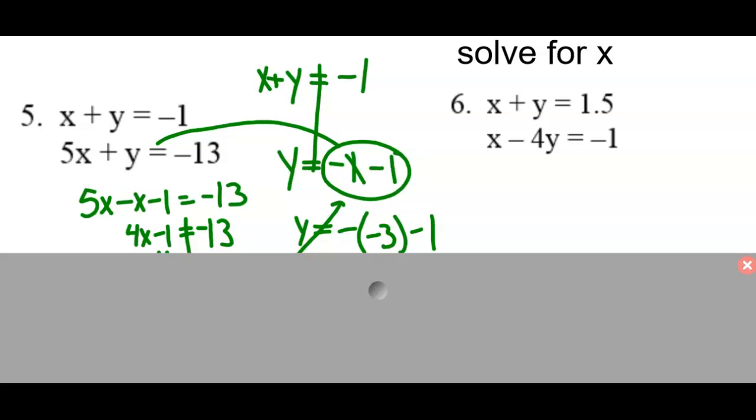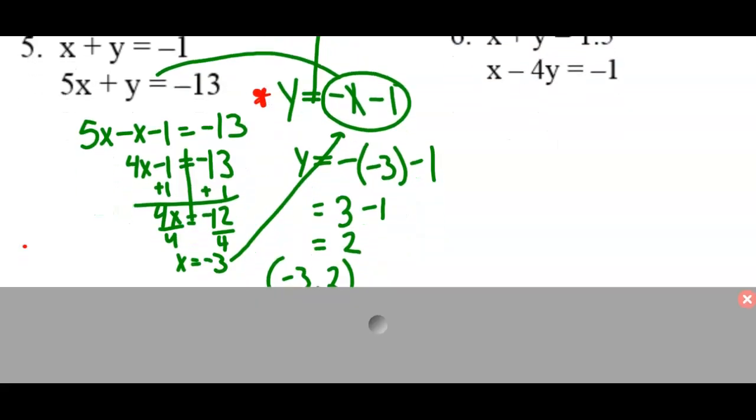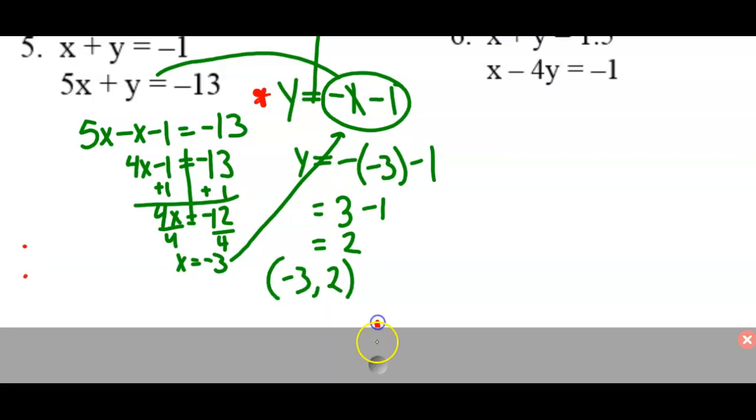All right. So as I'm solving, I should have got x equals negative 3. And now I'm going to take this x equals negative 3 and I'm going to put it into this because that gives me a y equals. So it's easier to solve. You could put it into here, but you just have more math to do. So this 2 comes from this y equals right here. Okay, I just want to color code that. All right, fantastic. Now in number 6, I tell you specifically to solve for x.